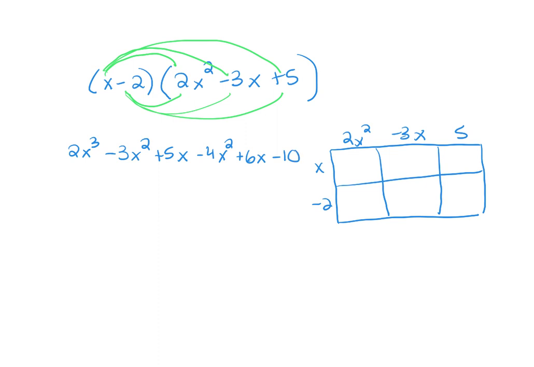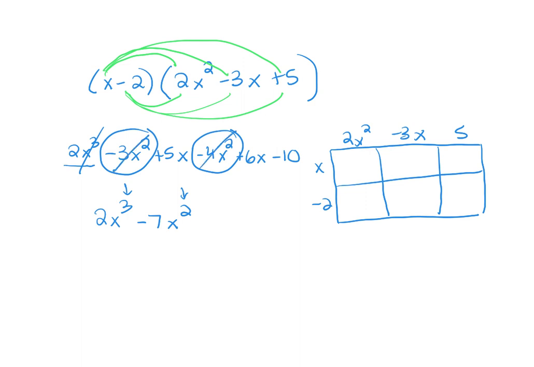Once we have this, let's combine like terms. 2x to the third, that's our only cube term, so I'm just going to write it down. Find your squared terms, that would be negative 7x squared. Remember, when we're combining like terms, our exponents do not change. They only change when we're multiplying and dividing. Okay, 5 and 6, that's 11x, and then minus 10.